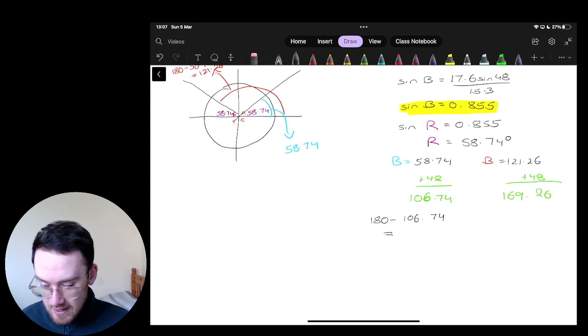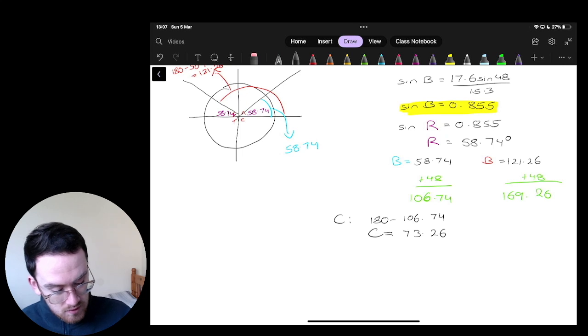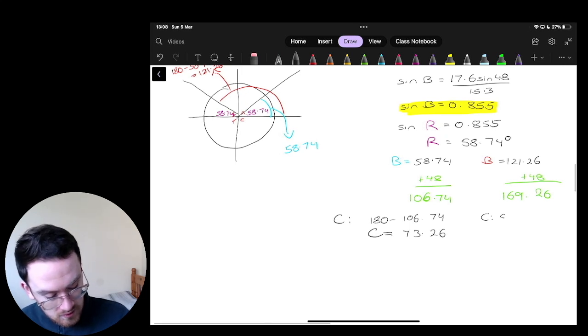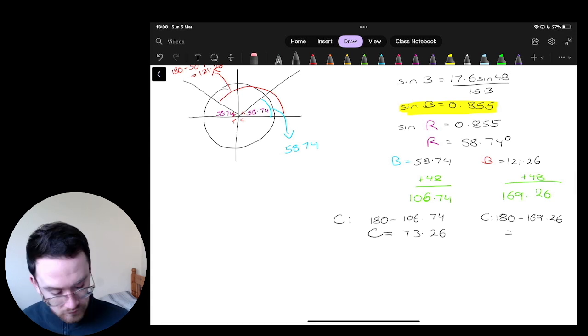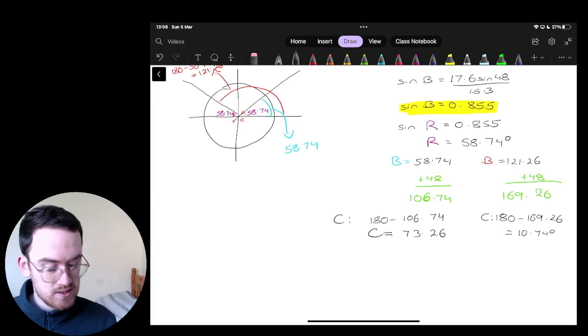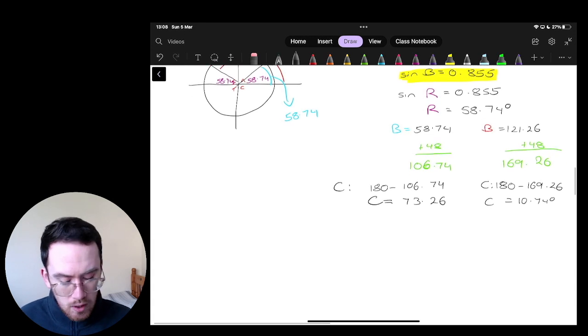Well, we get that the last remaining angle in the triangle must be 73.26, so that was angle C. And here, I'm doing 180 minus 169.26, which gives me 10.74, or 58.74 degrees as my angle C. So what we have now are two options for this triangle.